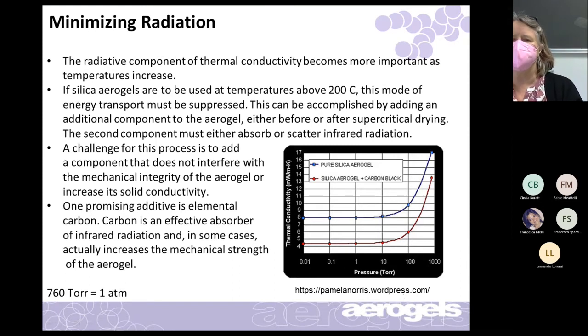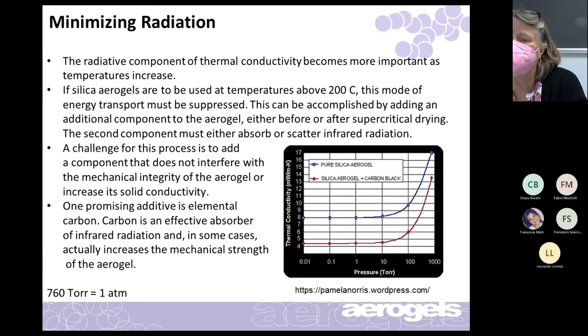So as temperature increases, the radiative component becomes more important. If you're talking about something above, say, 200 degrees C, you're going to have to suppress it if you're using silica aerogel as an insulator. The way this can be accomplished is to add an additional component to the aerogel, either before or after supercritical drying. Usually it's done before, but you want to do this without interfering with the mechanical integrity of the aerogel. It won't do any good.